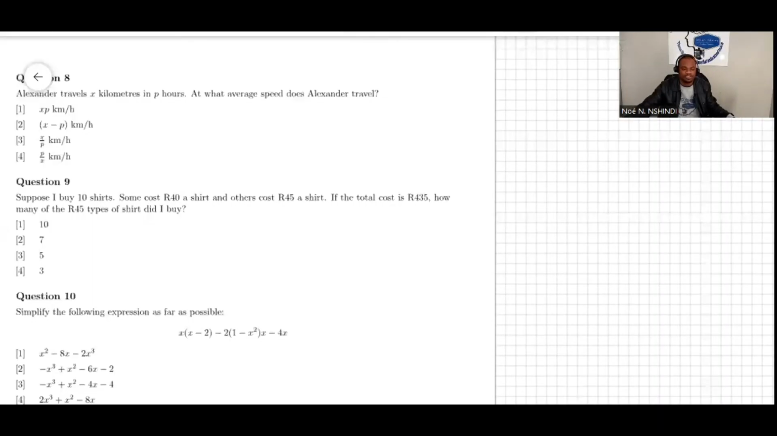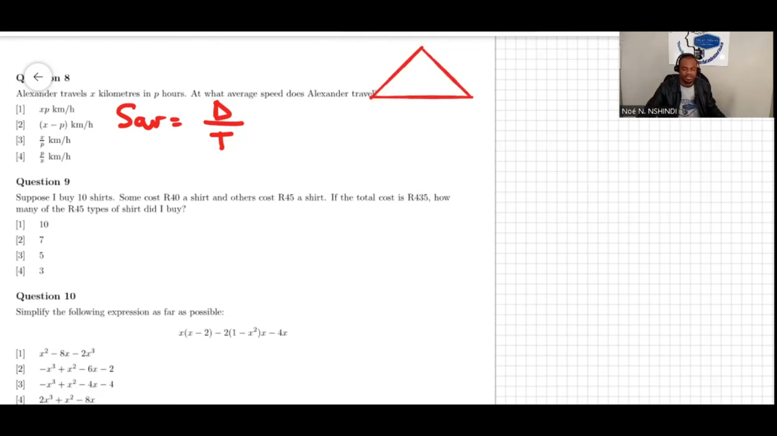Now we have another question, question 8. The question says that Alexander travels X kilometers in P hours. At what average speed does Alexander travel? I'm going to write the formula here. The average speed is given by total distance over elapsed time. Sometimes people prefer to use the triangle method. I'm going to draw it here.